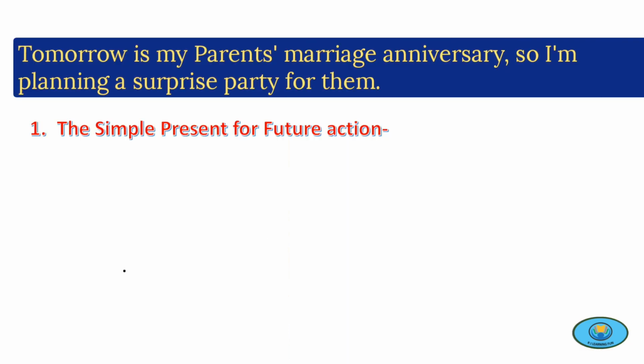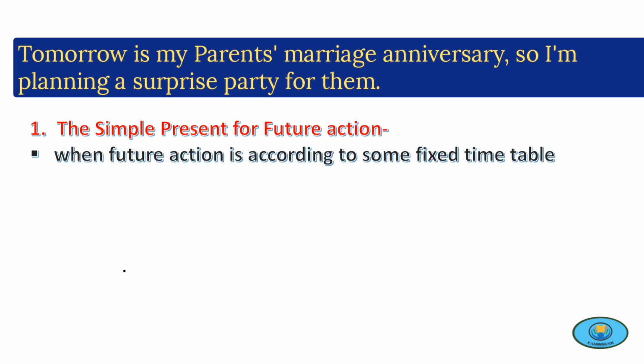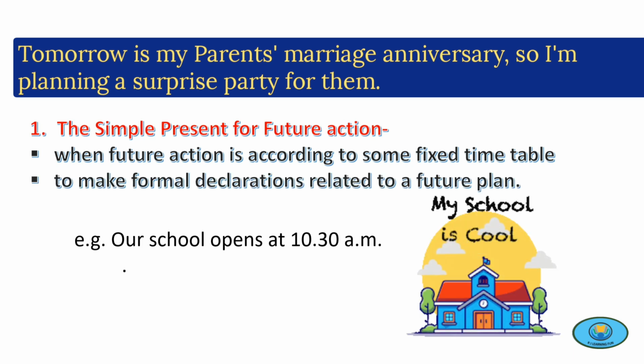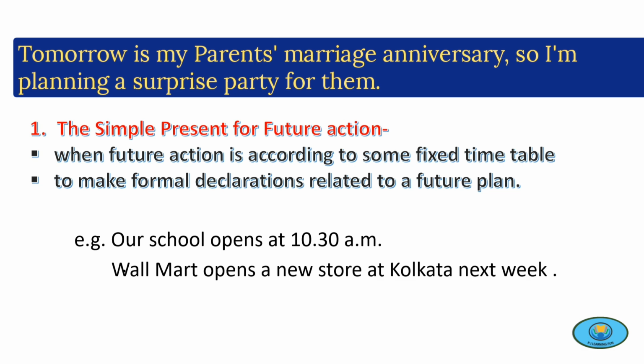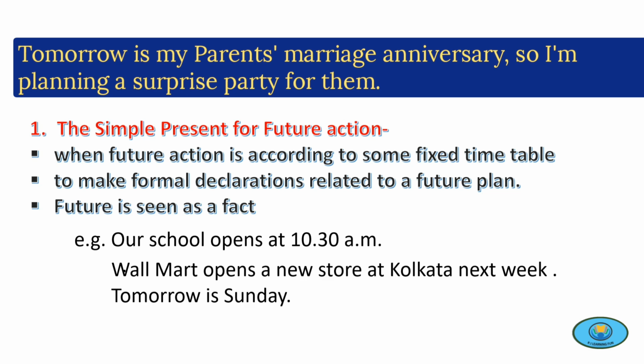We can use the simple present tense for our future action when the future action is according to some fixed timetable, like our school opens at 10:30 a.m. Or we can use simple present tense to make a formal declaration related to a future plan, like Walmart opens a new store at Kolkata next week. We can also use simple present tense when the future is seen as a fact. For example, tomorrow is Sunday, it's a fact.